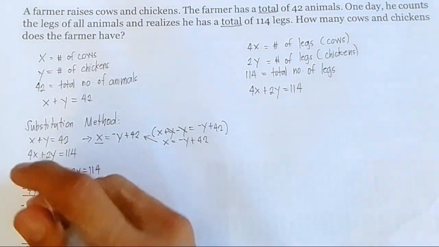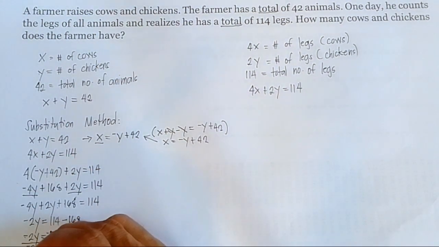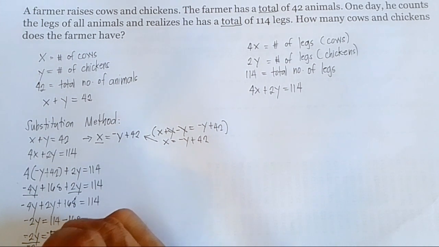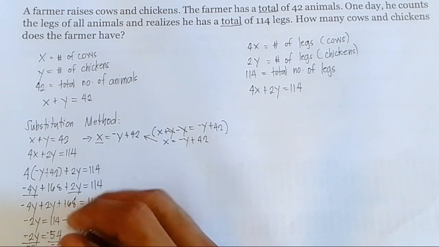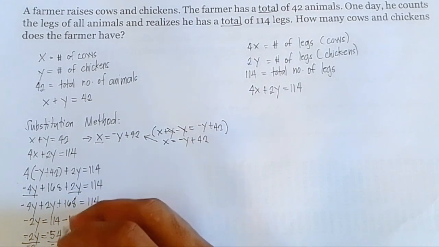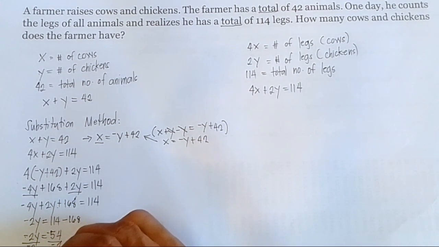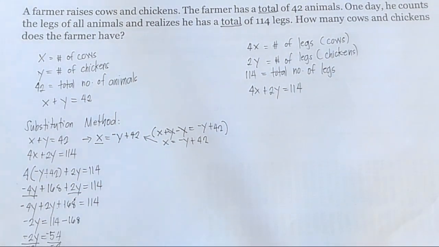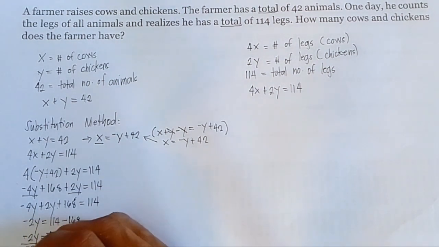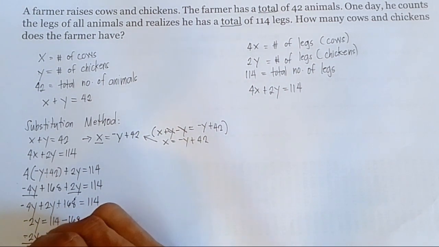Negative 2 divided by negative 2 is 1. So what remains here is y is equal to negative 54 divided by negative 2, that would be positive 27. Why is it positive? Because you are dividing both negative numbers. So if you divide both negative or both positive, that is positive. So y is equal to 27.